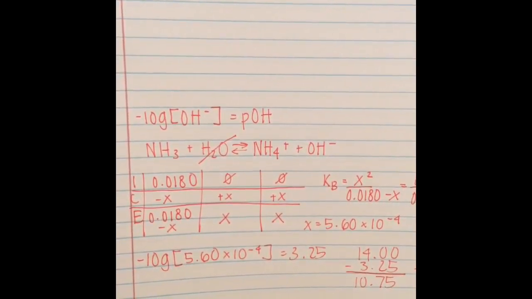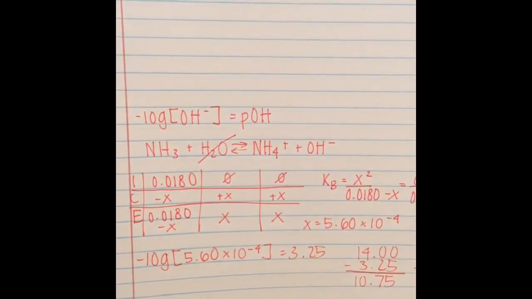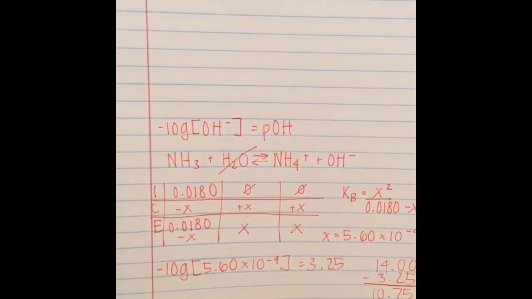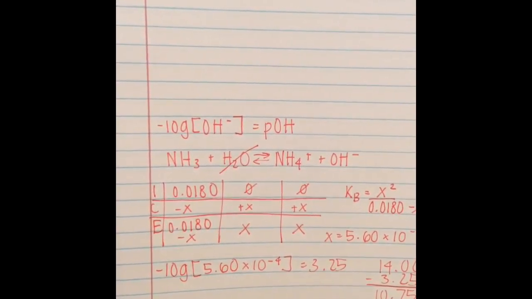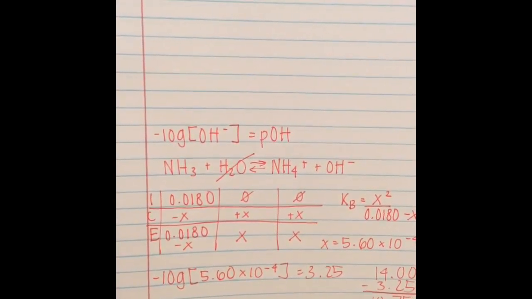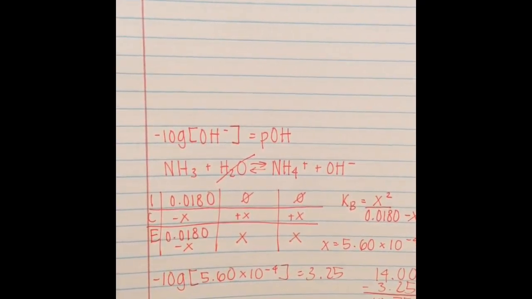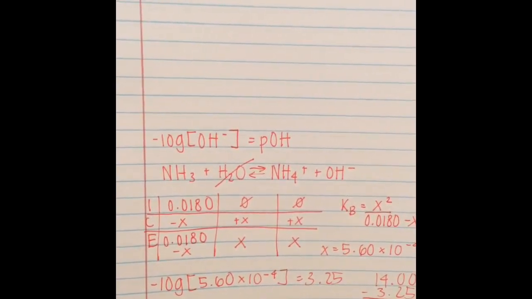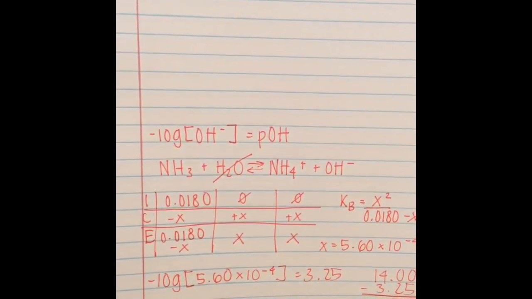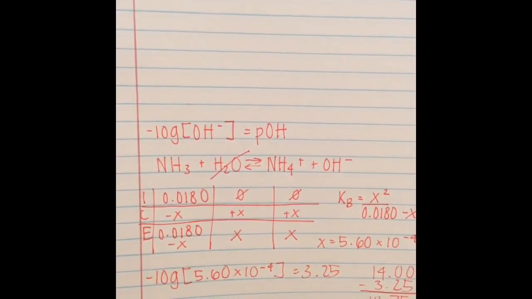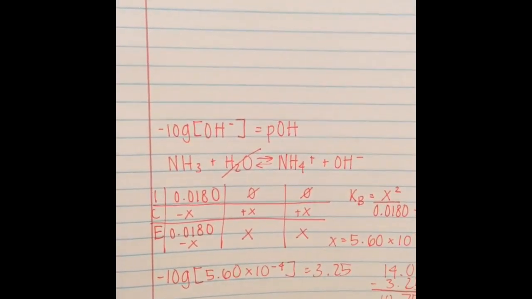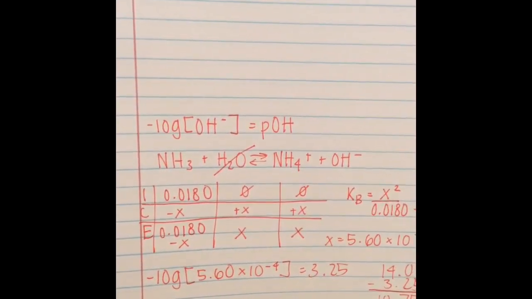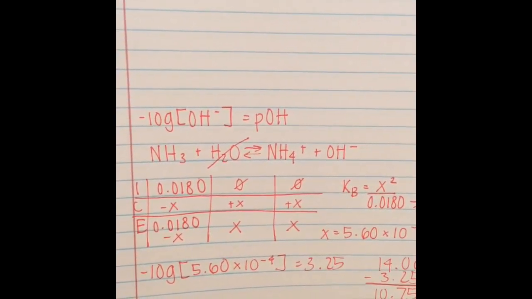I crossed out H2O because liquids aren't included in the equilibrium expression, so you can ignore it when setting up an ICE box. For the ICE box, I plugged in the initial concentration that was given in the problem of 0.0180, and 0 for the others because they are not given an initial concentration. The change is minus X for any reactants plus its coefficients. So it's minus X for NH3 because it only has a coefficient of 1, and then plus X and plus X for NH4 and OH minus for the products. The equilibrium will be 0.0180 minus X for NH3, X for NH4, and X for OH minus.